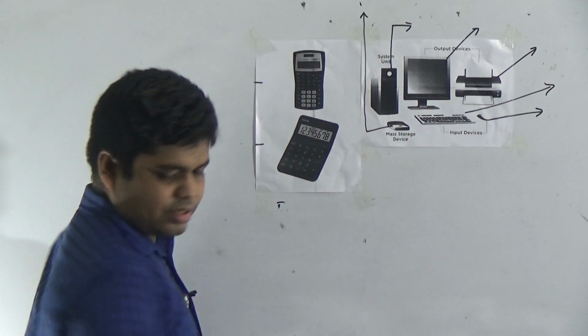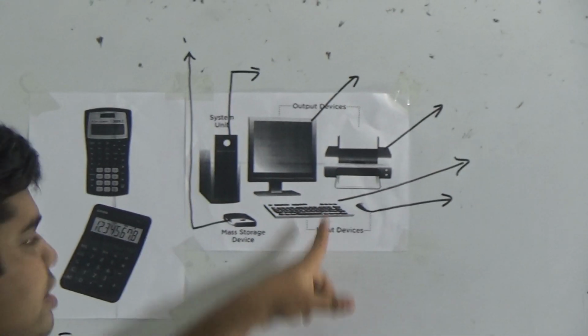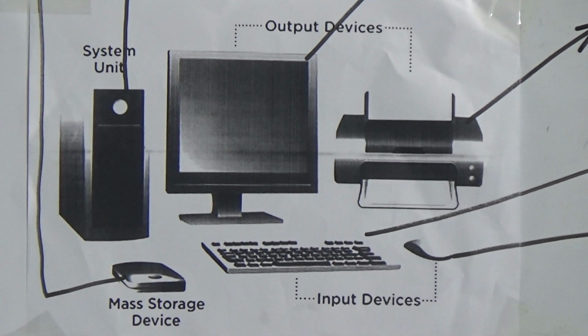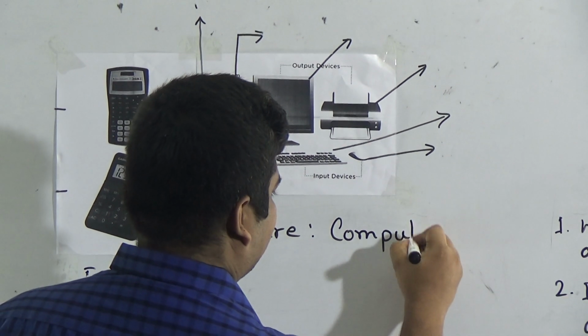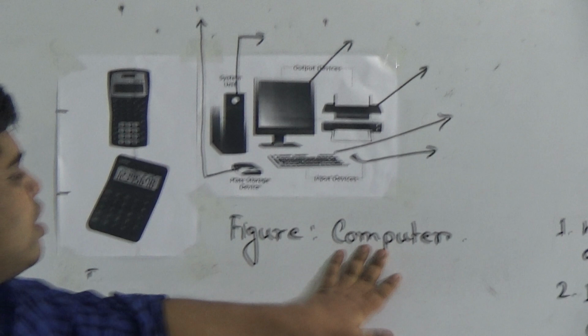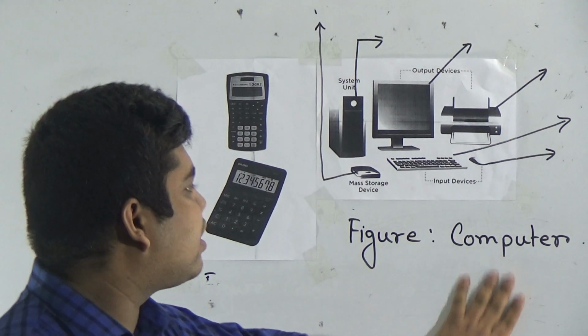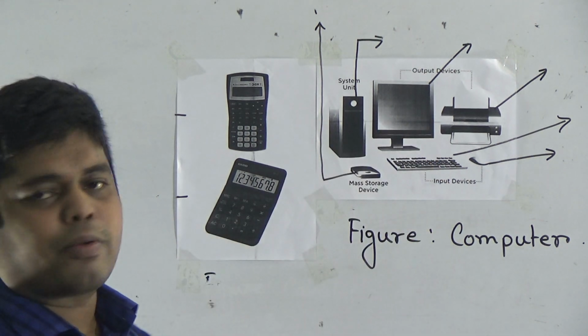My dear students, what is the figure? This figure is called computer. What is computer? Computer is an electronic device for calculation. Okay. Now we notice different parts of computer.